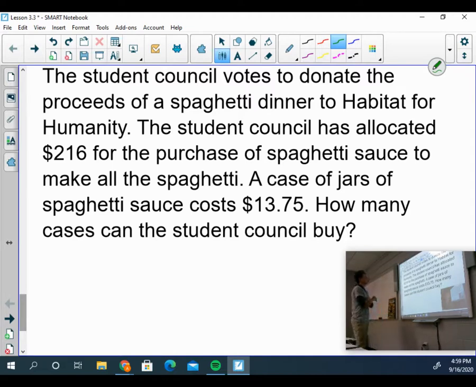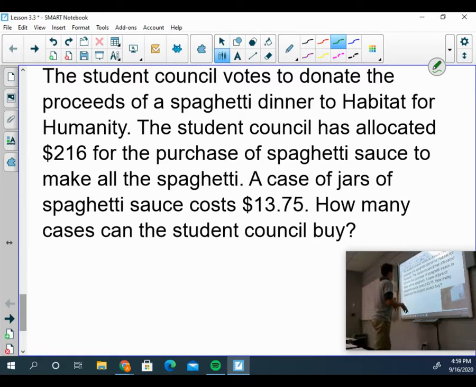So they're donating the proceeds of the spaghetti dinner to Habitat. They allocated $216 for the purchase of the sauce. One case is $13.75. How much should we buy? Go ahead and set this up on your own and solve it if you are capable. If you are struggling, stick with me and follow along. If you're solving it on your own, pause the video right now, and then once you're done solving it, come check back in with me.